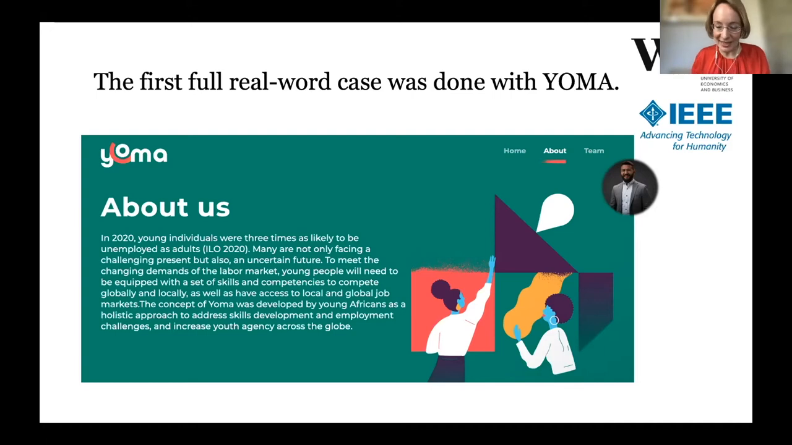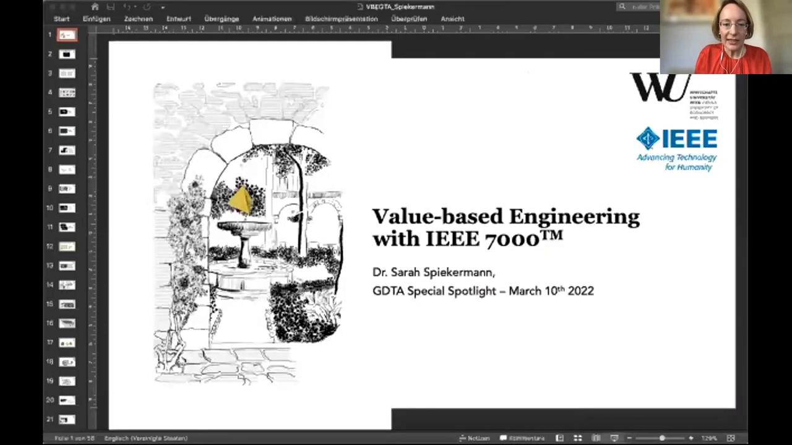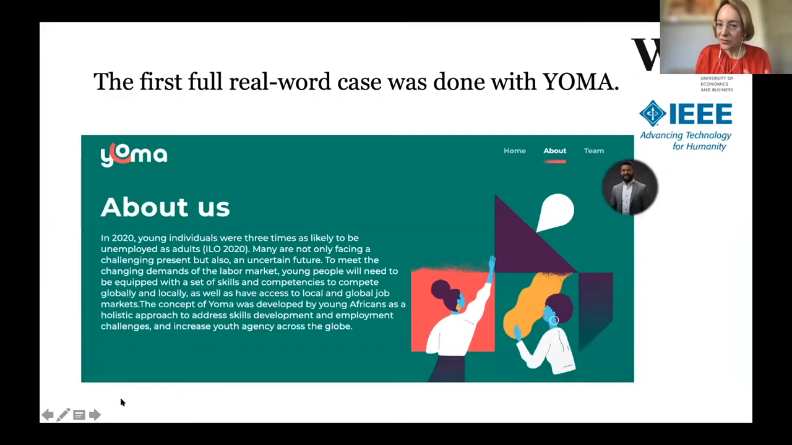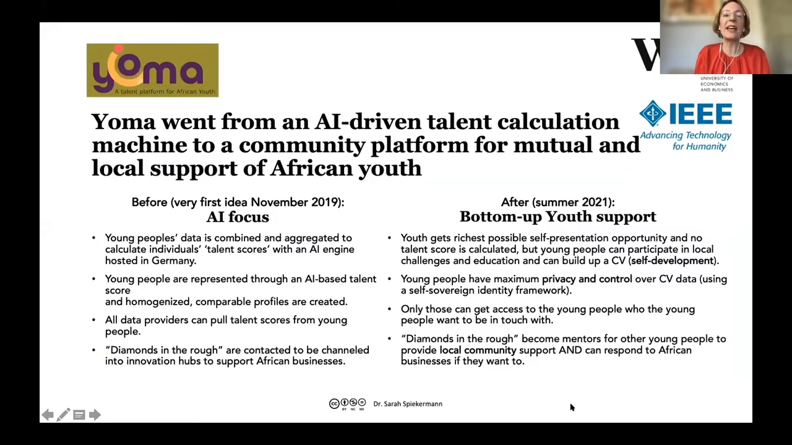This is a little bit still the logic when using AI. You think it's like a magic box. But okay, this is the way the thinking was in very, very early days. And then we worked with UNICEF through several iterations. And in the end, what we saw was, wow, these young people don't want their data to be mined. They want their own data to be put out there.